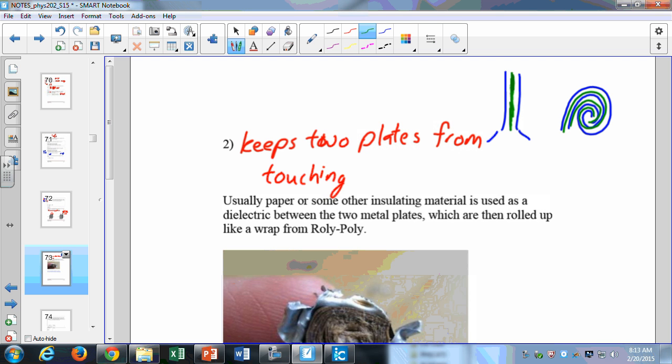When you say 2 plates, you don't literally mean like 2 flat pieces? It just means that they're rolled. Right, they're rolled up in a circle. Let me show you a video.